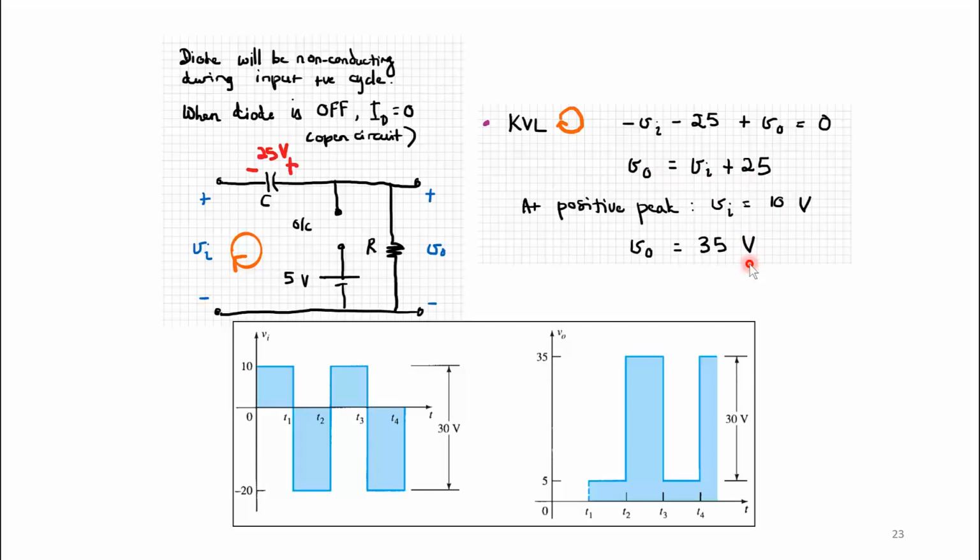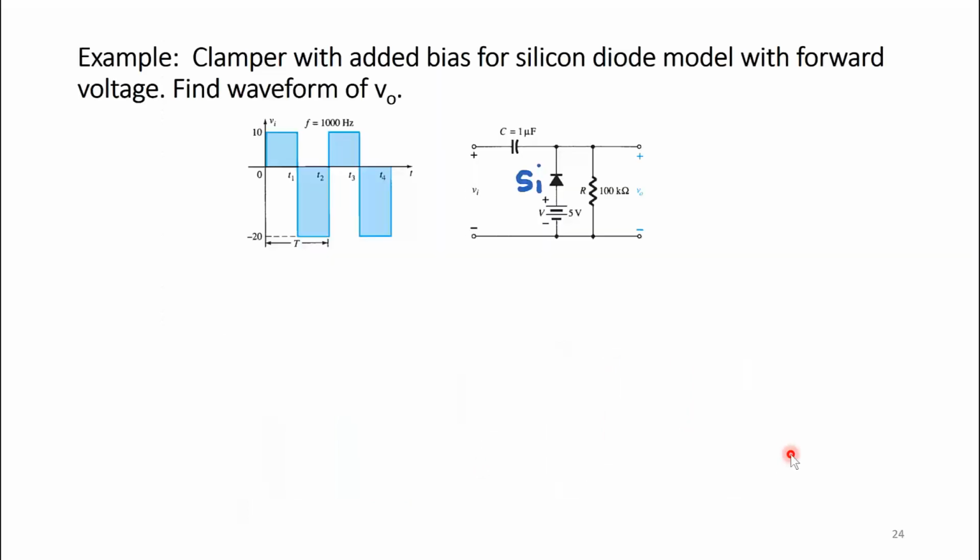If I draw the plots aligned, when V in is negative 20, V out is 5 volts. When it is positive 10, which means that the diode is non-conducting, V out is 35 volts. So now checking the maximum swing as suggested in the general steps, 10 to negative 20 is 30 volts. So 35 to 5 volts is also 30 volts. There you go. Okay, so let's have another example.